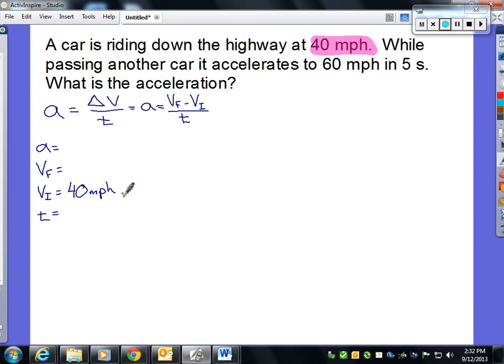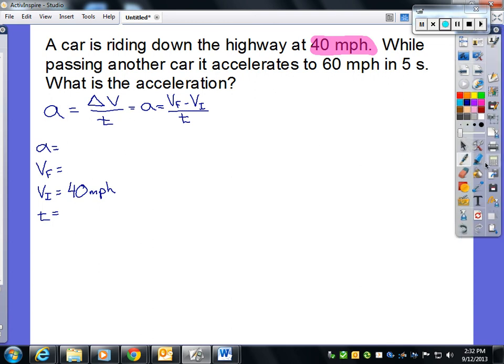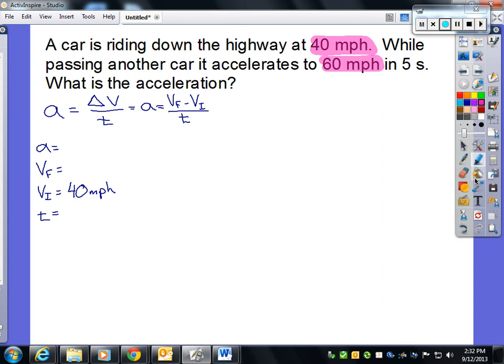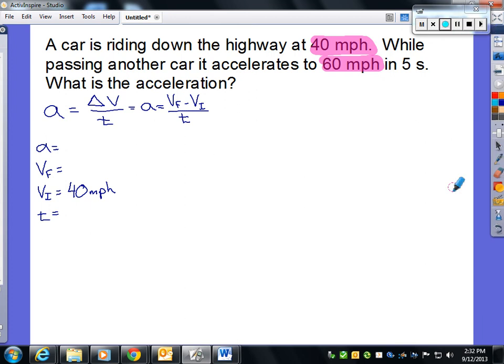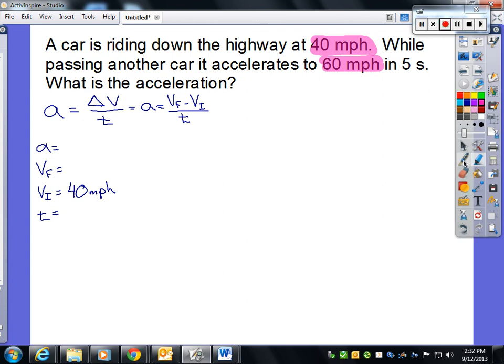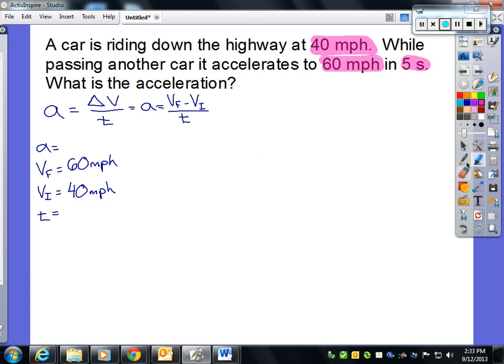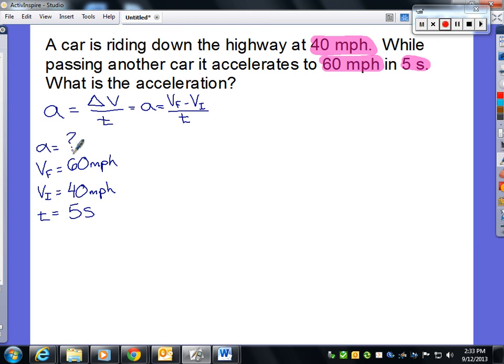Okay? The next thing we do is we keep reading through. It says, while passing another car, it accelerates to 60 miles per hour in 5 seconds. So the 60 miles per hour is in fact going to be our final velocity, 60 miles per hour. Okay? And then the 5 seconds, that's going to be our time. So we have our time down here, 5 seconds, and our acceleration is our question mark. So now we substitute. We'll do that up here.